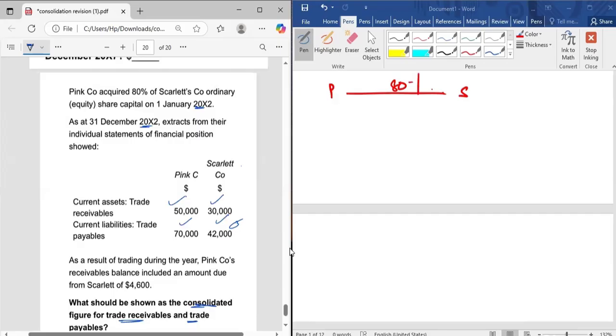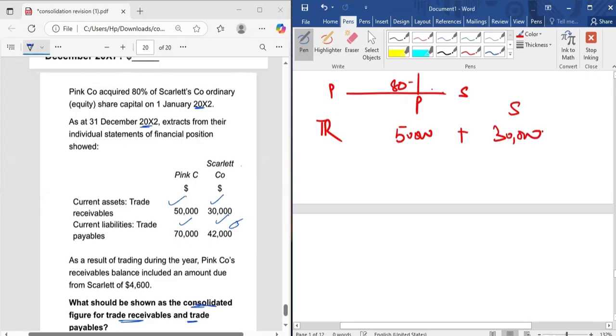Normally, how will we calculate the consolidated trade receivables? We will just take P company's trade receivables and S company's trade receivables. So 50,000, we will add 30,000, and we reach a figure of total consolidated receivables. But here, what has happened? Pink company has to receive 4,600 from Scarlett company. Pink company must have sold some goods to Scarlett company, so now it has to receive 4,600 from Scarlett company. So this is a receivable for Pink company.